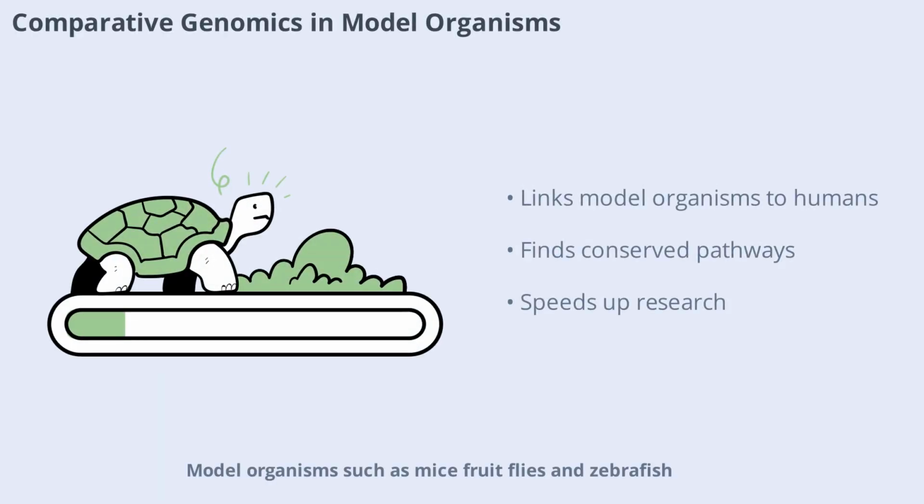Model organisms such as mice, fruit flies, and zebrafish are essential for genetic research. Comparative genomics allows scientists to translate findings from these models to humans by identifying conserved genes and pathways. This approach accelerates biomedical research and helps validate experimental results across species.